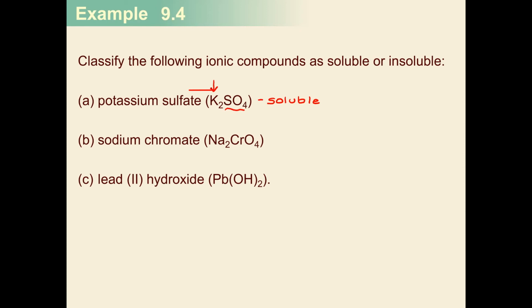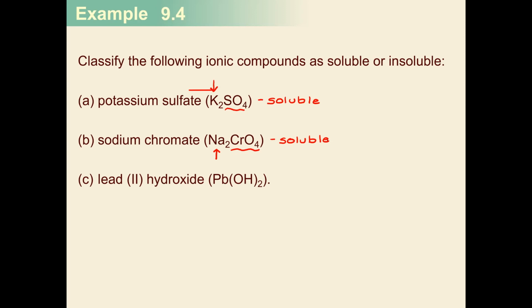So let's go ahead and look at B. You can now see that we have sodium chromate. So as you would look at your list, some of you would notice that chromate is going to be an insoluble compound. However, notice that the cation that we have is sodium. This is an alkali metal, therefore this is going to be soluble as well. So we took a historically insoluble anion and made it soluble as a compound because of the sodium.